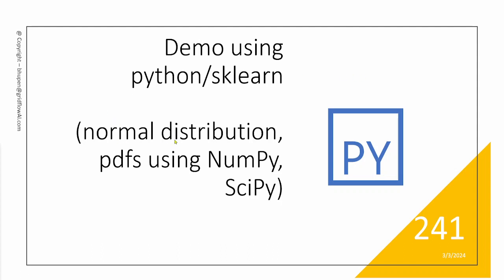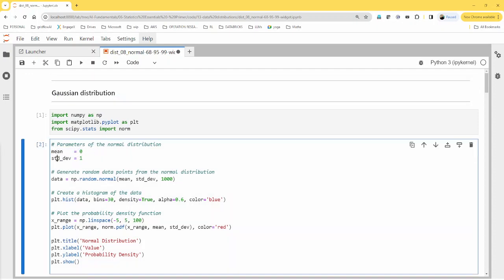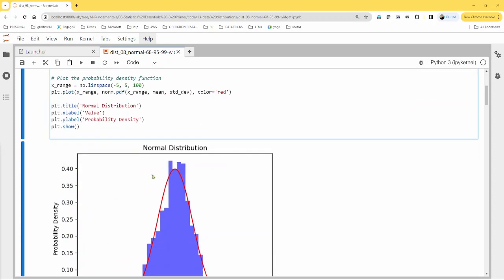Let's take a look at a Python code to show you the 3 sigma rule and how we generate the PDF for normal distribution. Okay, so let's take a look at a simple example on normal distribution. I'm taking a mean of 0, standard deviation of 1, and we're going to generate some normally distributed data. And if you plot the histogram, it's going to return the histogram, like there's the bars here.